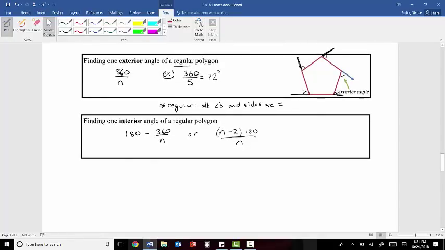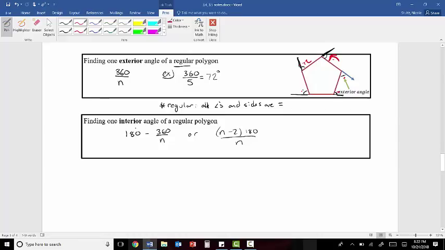You will also be asked to find just one exterior angle, so you know that all of these add up to 360. But if I want to know what just this angle is right here, you're going to have to do 360 divided by the number of sides. So in this case, we have 5 sides, so we're going to do 360 divided by 5. So each of these angles is 72.